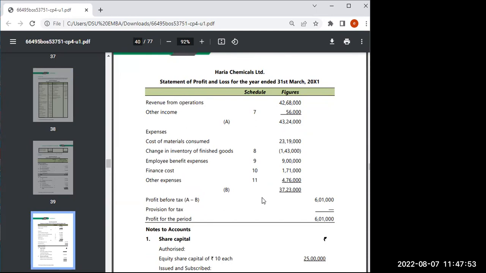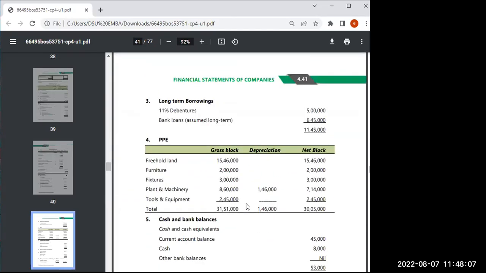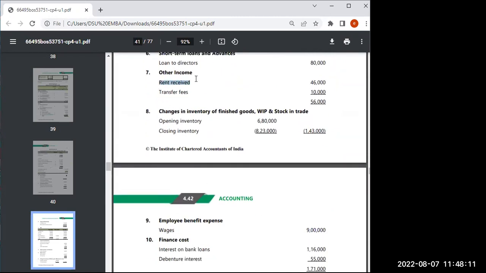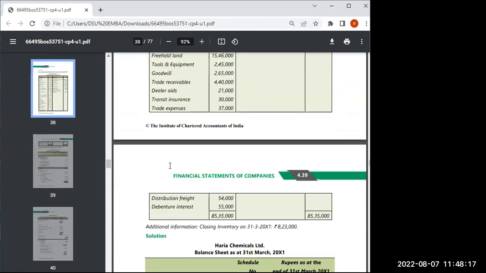Next, other income. Point number 2 is other income. What do you mean by other income? Except sales income, any other income is there, that's called other income. Go to the trial balance and check it. What are the other incomes there? Rent received is there in the trial balance, and transfer fee is there. Only 2 items. Income will be in the credit side only.